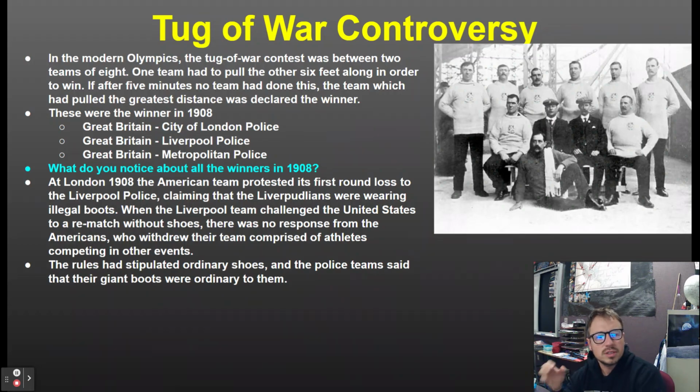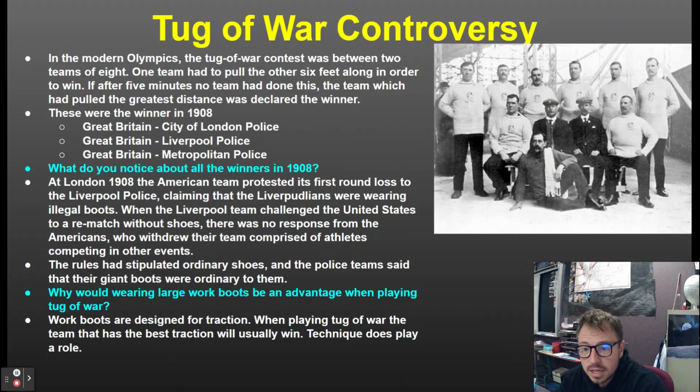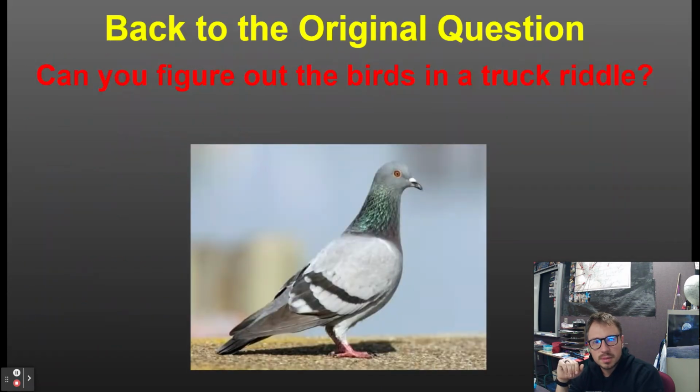So here are the rules that were stipulated in the rule book for tug of war. The rules had stipulated ordinary shoes. And the police teams just said, well, their giant work boots were ordinary to them. So they were able to use their giant work boots. Now, work boots are designed for traction. So when playing tug of war, the team that has the best traction will usually win. Technique does play a role, but when they were playing in the dirt, the police with the large work boots were able to get a better grip. And then I think after 1912, it was removed from the Olympics.